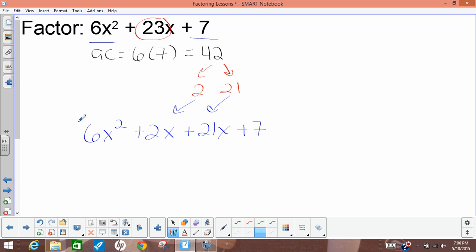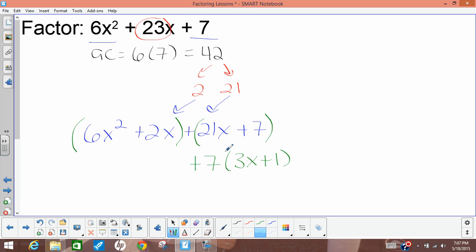Now again, I set this up so that I can factor a greatest common factor out of 6x squared plus 2x, and 21x plus 7. That takes a little bit of practice because you need to see which two terms have something in common. I know that 21 and 7 are both divisible by 7, so those look like two terms that I should pair together. And in fact, the greatest common factor of these two terms, 21x plus 7, is 7, so I can make this 7 times 3x plus 1.